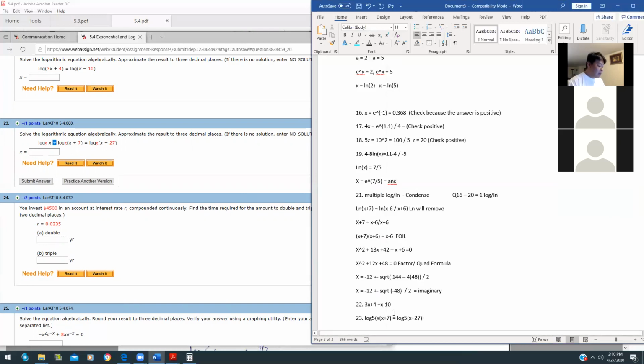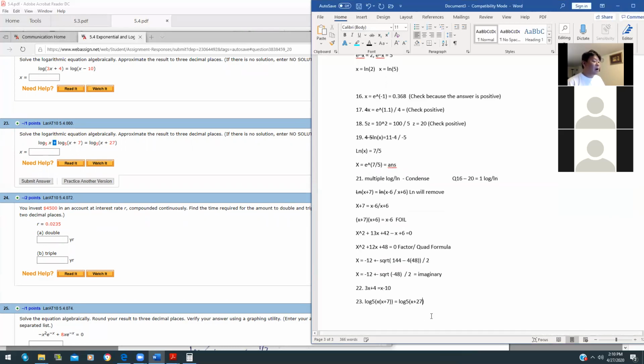And now you get into the same log 5. So the log 5 will cancel because they have both log 5 on both sides. So what we have in this case, you will get this. You have to FOIL this one out, distribute. So x squared plus 7x, and then I subtract the 5x from the other side, and 27, and then this is equal to 0.